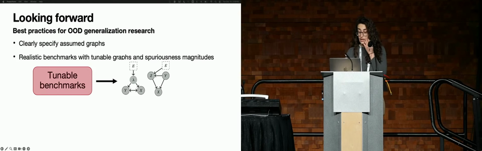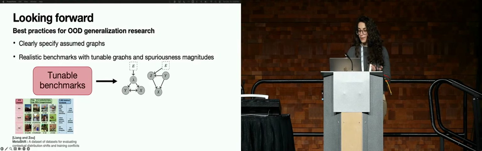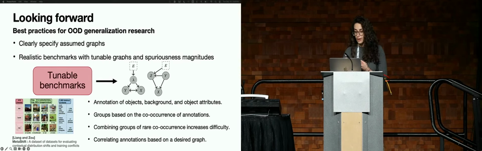One step in that direction is MetaShift, where this type of data set allows us to annotate objects and backgrounds and object attributes, and then it allows us to group different examples based on the co-occurrence of annotations. Combining those groups of rare co-occurrences can allow us to test our approaches under difficult settings. And we can also create a desired graph by creating correlations that we care about.